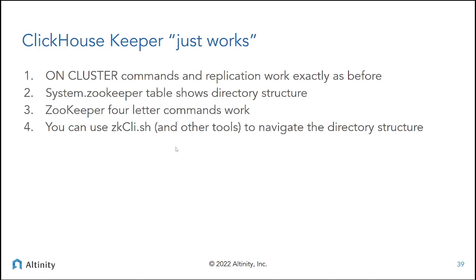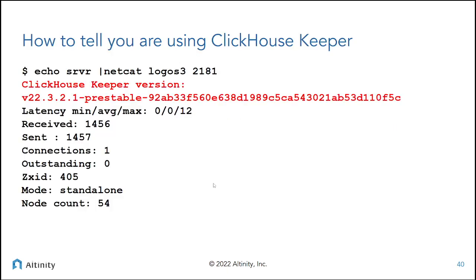So this is really a good reason for why this was done the way it was done. And in fact, it's a little hard to tell the difference. So you can run this 4-letter command server, and there's several of these commands. They will print out what version they're at. And of course, you can see here that this is ClickHouse 22.3, along with a few other stats. But this is really one of the few ways that you can tell from within ClickHouse that you're talking to ClickHouse Keeper.